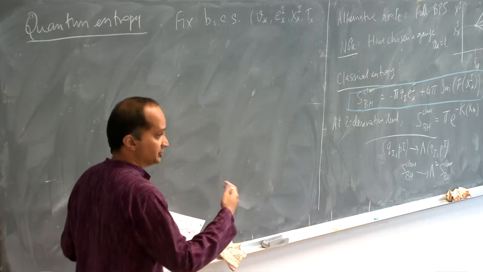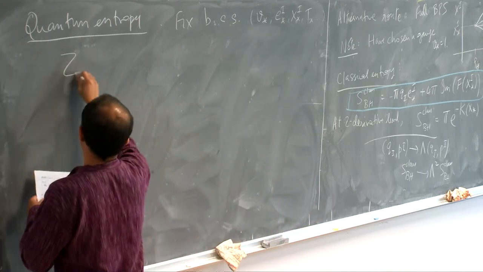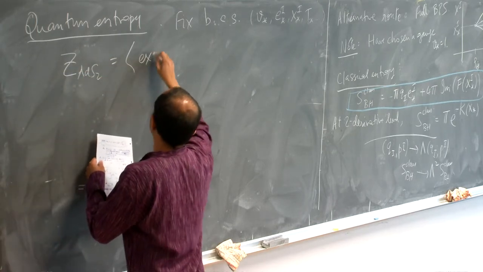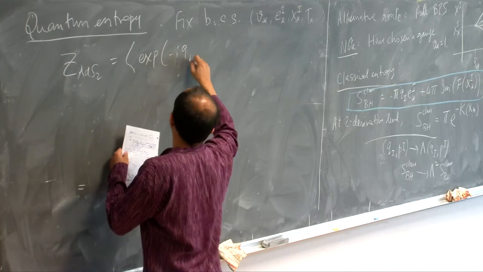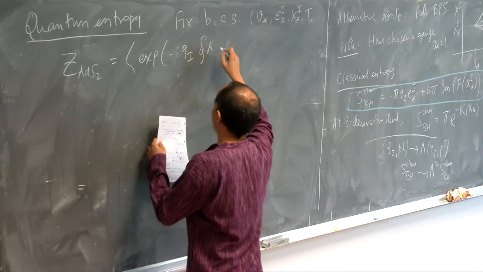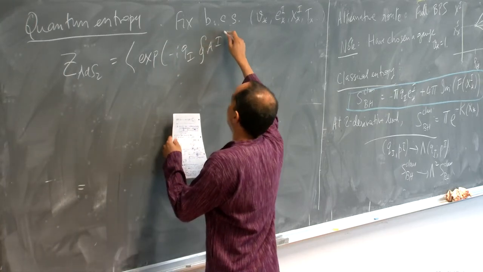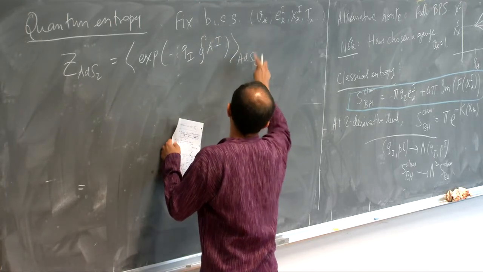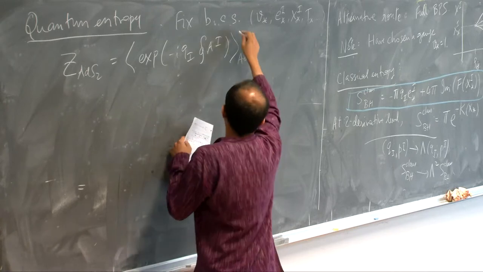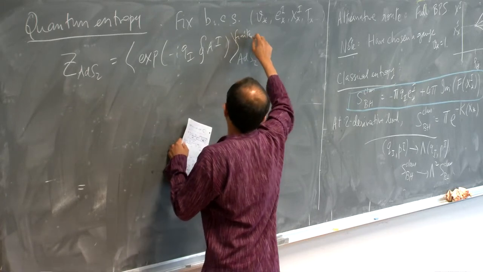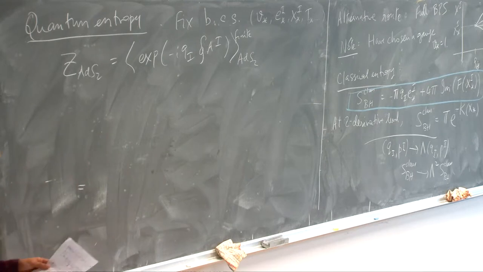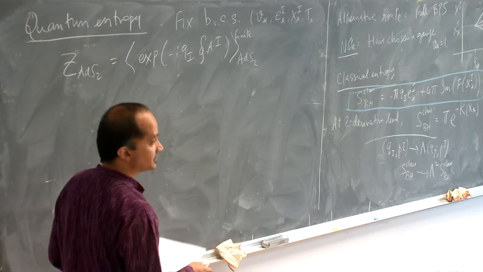And then you want to integrate over these fluctuations. So you want Z of AdS2 to be the exponential of minus i q_i integral of A^i. AdS2 here means precisely that there are fall-off conditions. And finite means that you have to take the action, there will be divergences, and you have to renormalize it in the sense that I talked about yesterday.